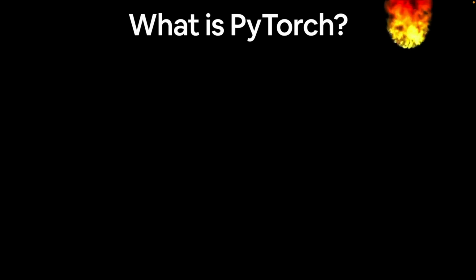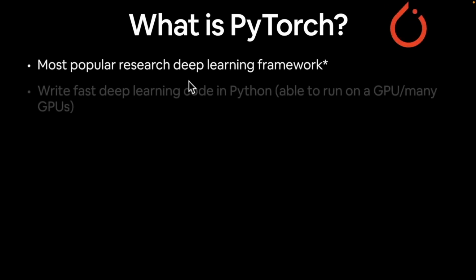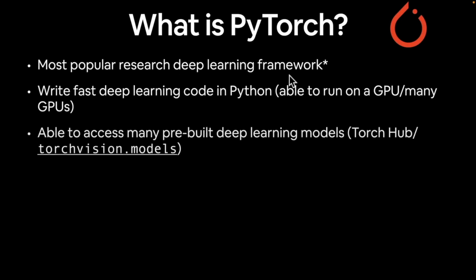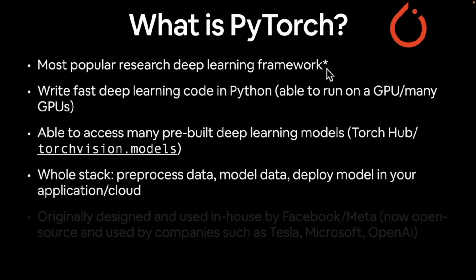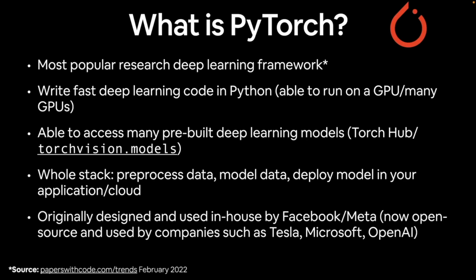So PyTorch is the most popular research deep learning framework. An asterisk to that, I'll get to that in a second. It allows you to write fast deep learning code in Python. So if you know Python, it's a very user-friendly programming language, and PyTorch allows us to write state-of-the-art deep learning code accelerated by GPUs with Python.